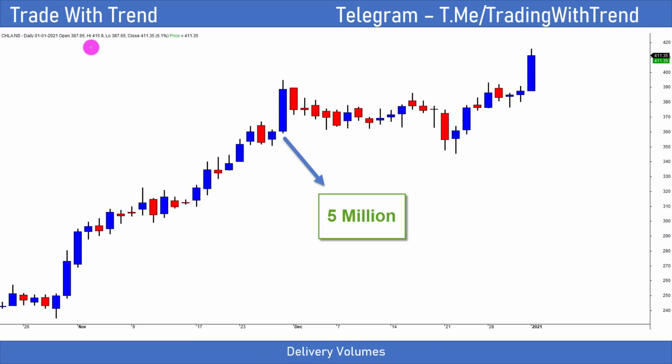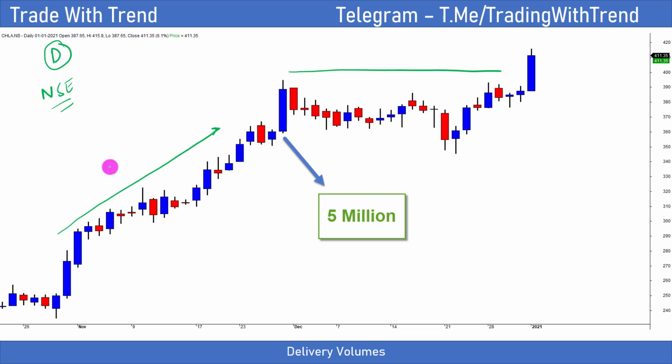So let us now discuss the delivery volumes in this particular stock. Since this is daily time frame trading, I do take a look at delivery volume data. Delivery volume data is freely available on the NSE website. Just Google it. So I'm taking delivery volume for the entire month of December. That is when the consolidation phase was going on. Because when markets are usually trending higher, delivery volumes are always on the higher side.